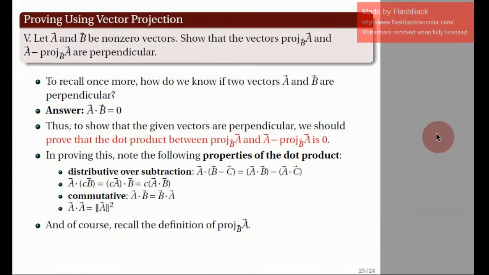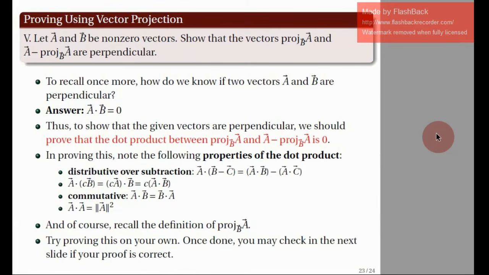Maybe try answering this on your own. The proof for this item will be discussed in the next slide, but work on it first to test if you have indeed understood what we've discussed so far. Once you are done, you may check if your proof is correct. Good luck!